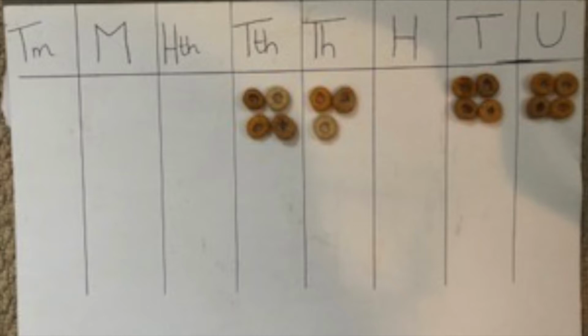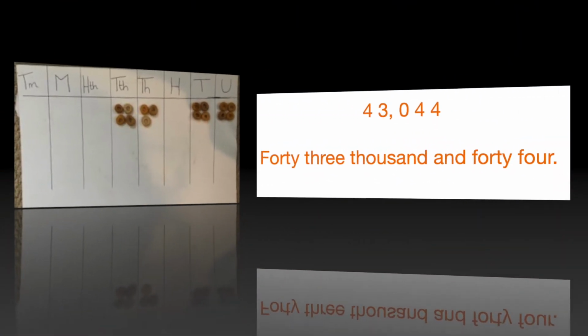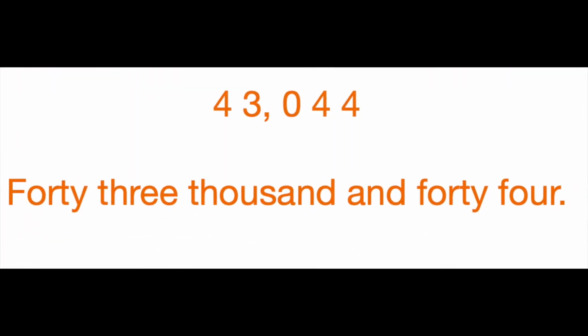Hopefully you found that these were your digits. So we had 4 10,000s, 3 thousands, 4 tens and 4 units. So that makes our number 43,044. So remember, when we're saying these numbers, we put all of our thousands together. So thousands in total, we have 43. And so that's why I've put the comma there to make it easier to say.